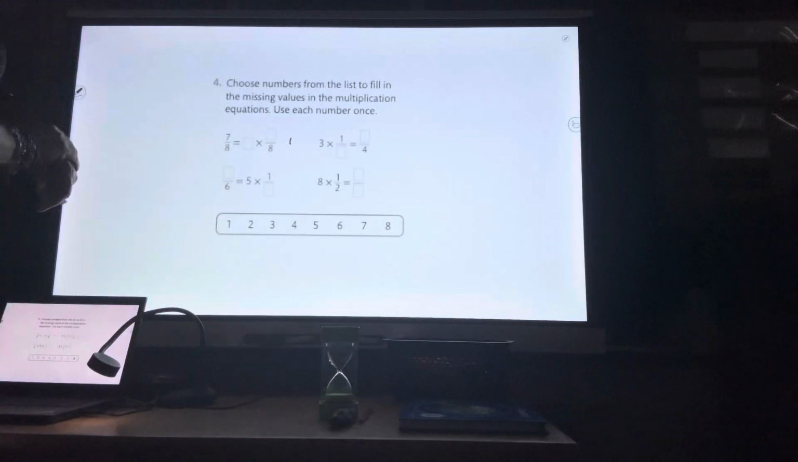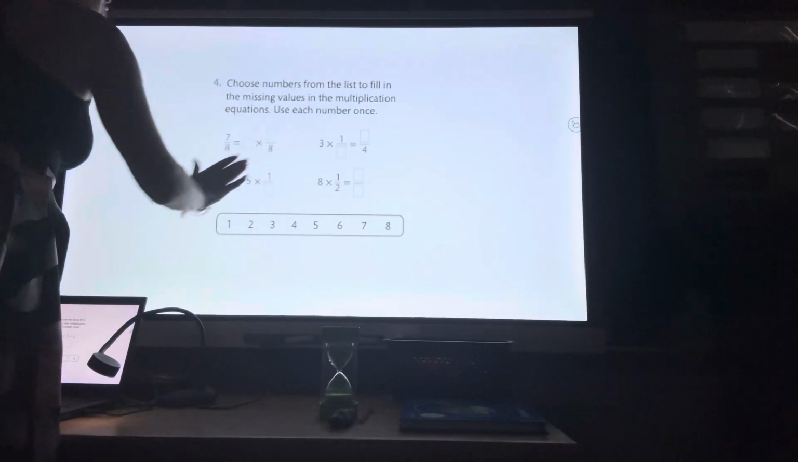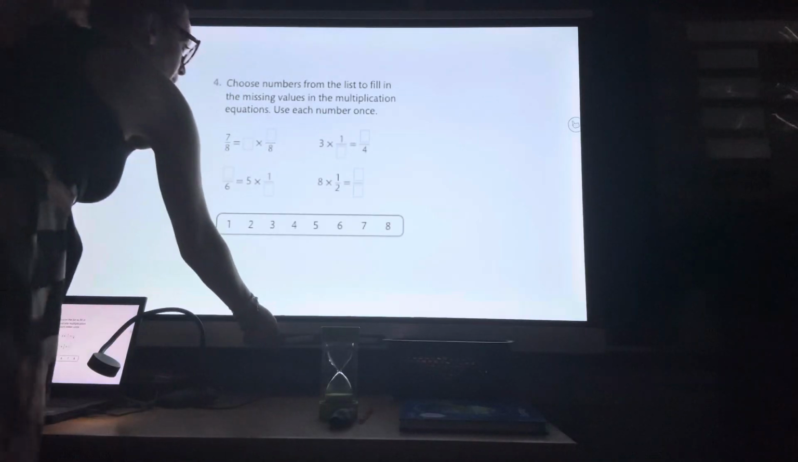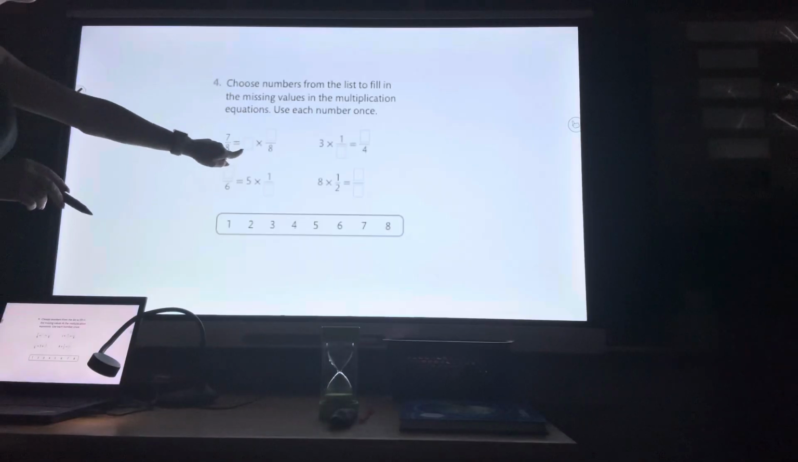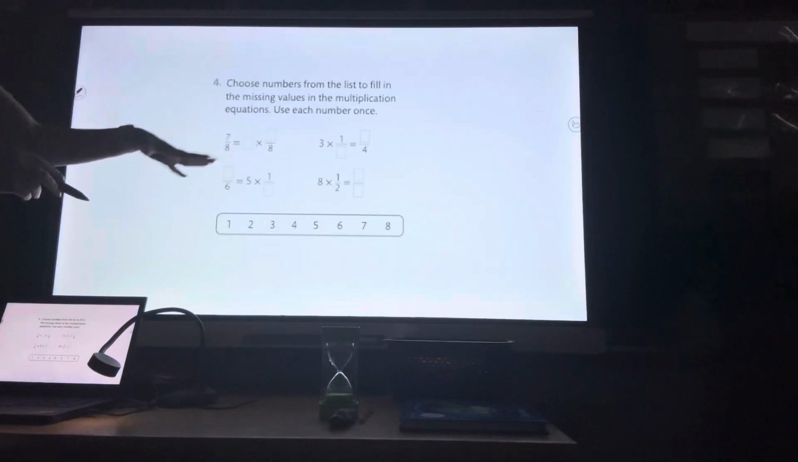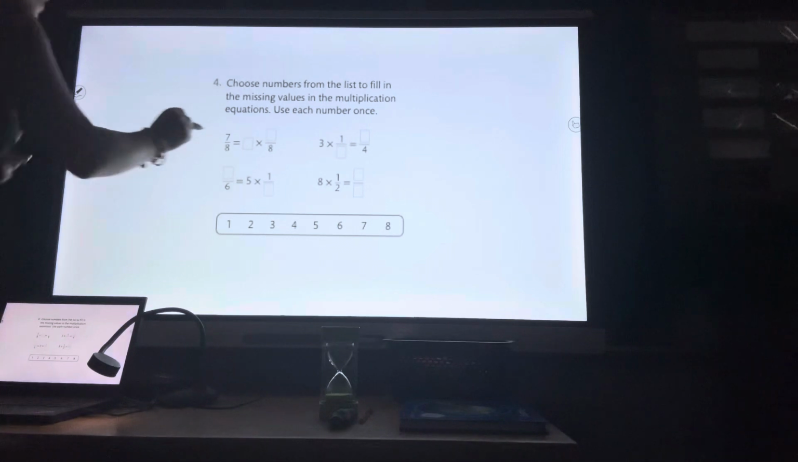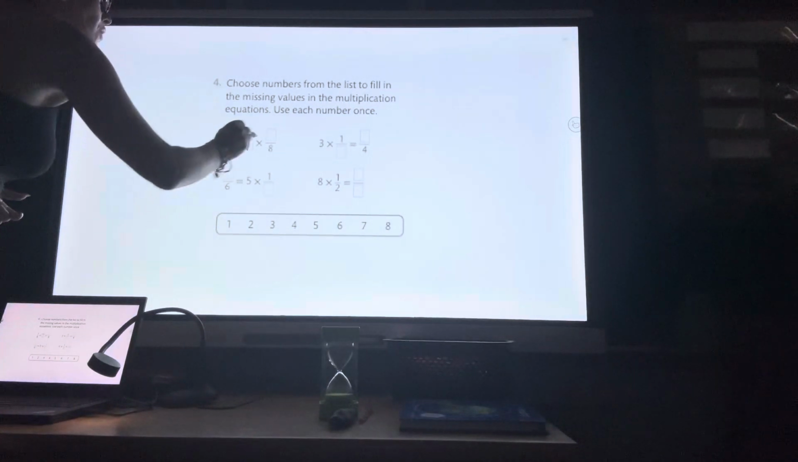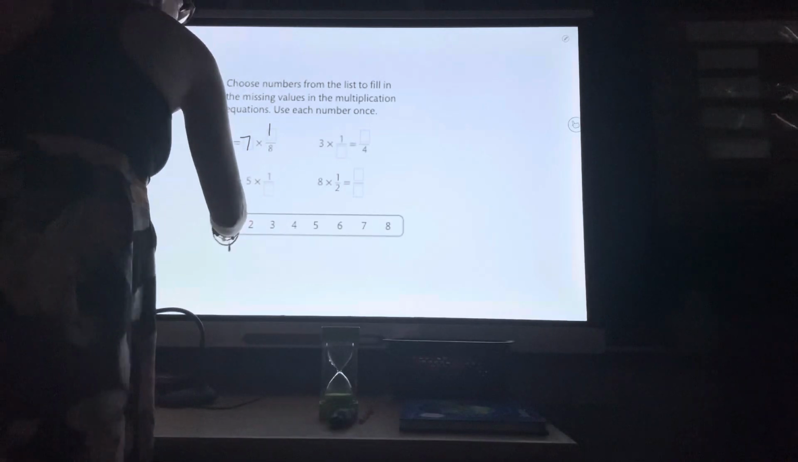Choose the numbers from the list to fill in the missing values in the multiplication equations. Use each number once, so no repeats, okay? So 7/8 is something times some sort of eighth. Well, how do I get to 7/8? I can put the 7 here, and I can multiply that by 1/8. Because remember, 7 is a prime number. So I can only multiply 7 times 1 to get 7.